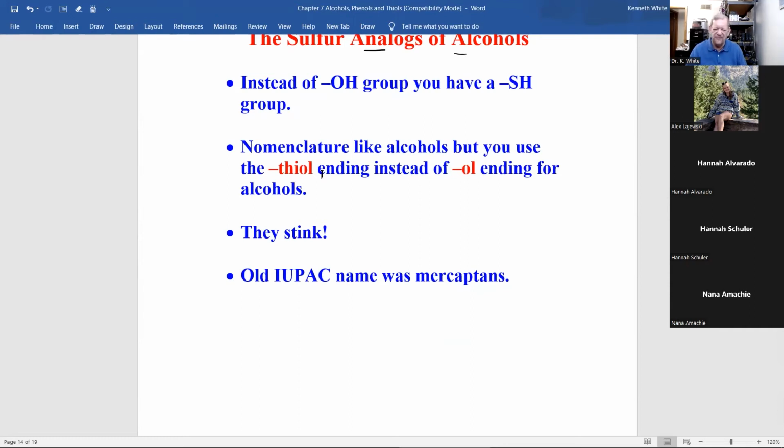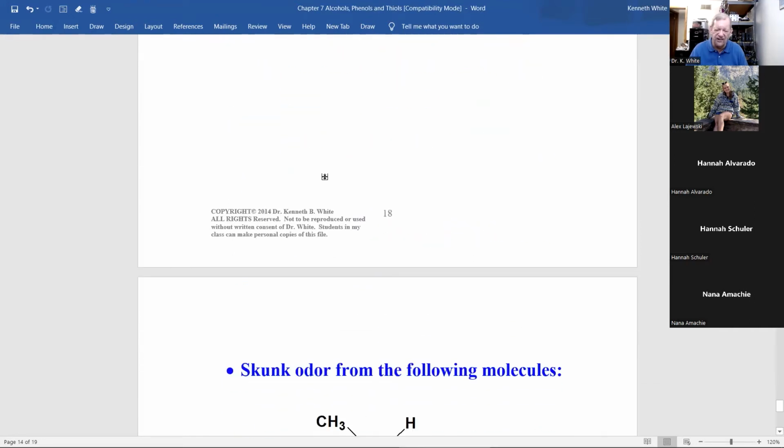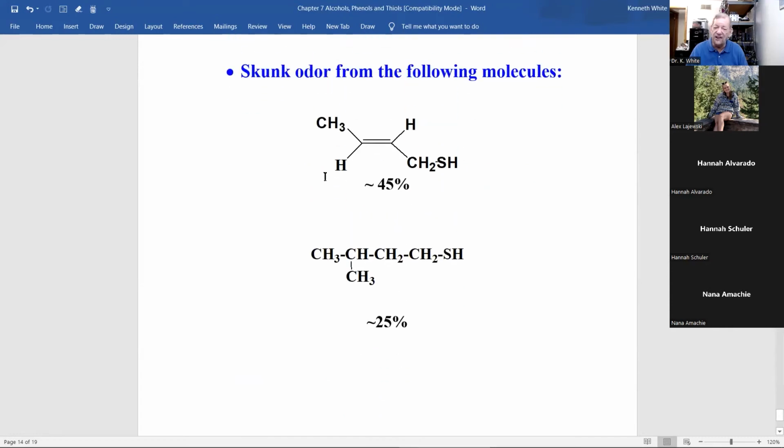Now, I'm going to skip ahead two slides. What's something that's stinky? Skunk odor. If a skunk lets loose on an animal or nearby where you are, you'll smell it. Someone, and I'm glad it wasn't me, analyzed the skunk's defensive spray and found it was 45% this thiol and 25% this, and I believe the remainder is water. And that's stinky.